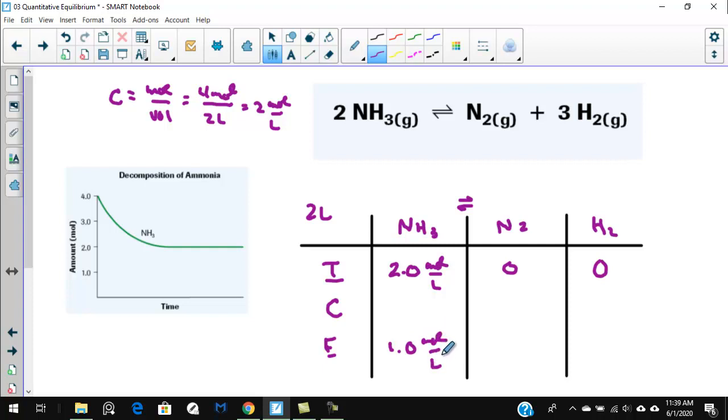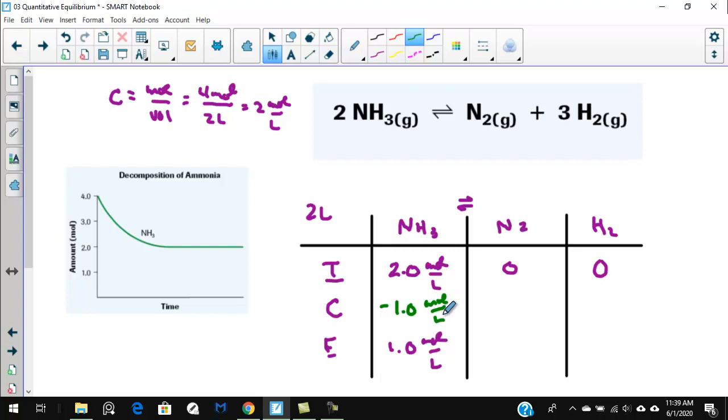of NH3. Okay. And now we've got a problem just like the last one. It's just once we get that data set up, it becomes a little easier to solve. So 2 take away something becomes 1 mole per liter. Well, then the change must have been minus 1 mole per liter.